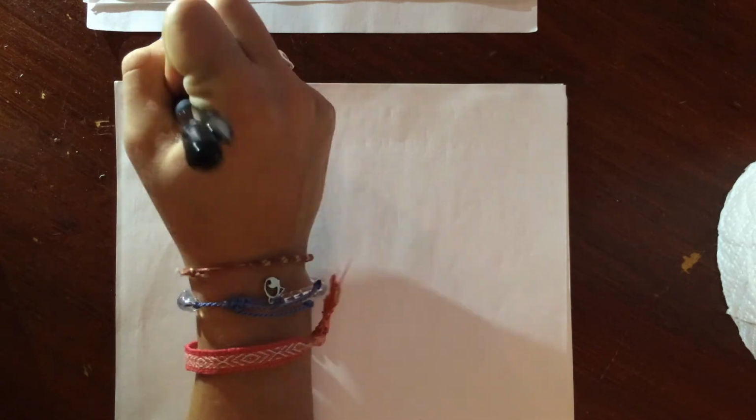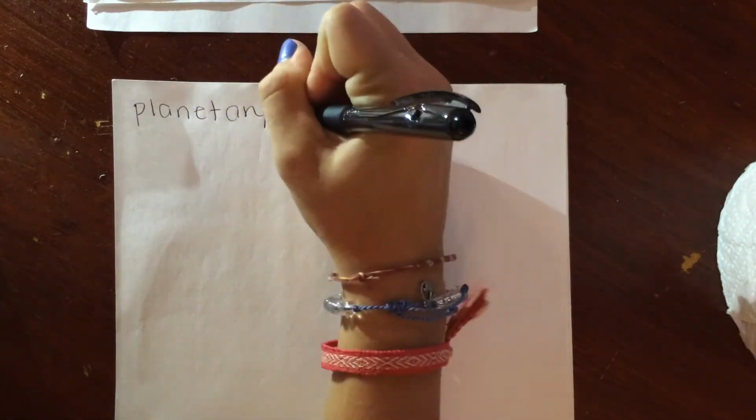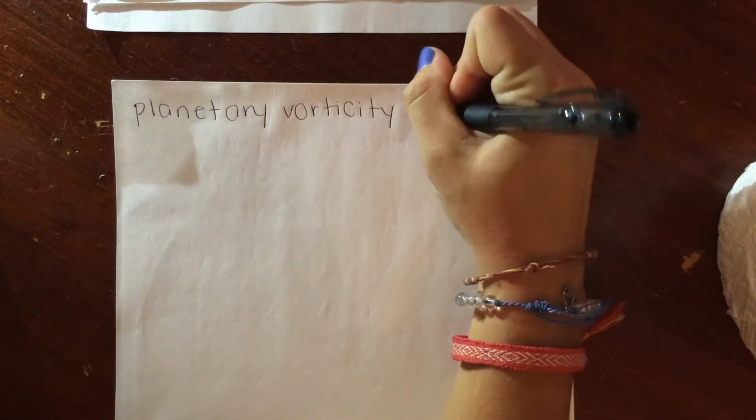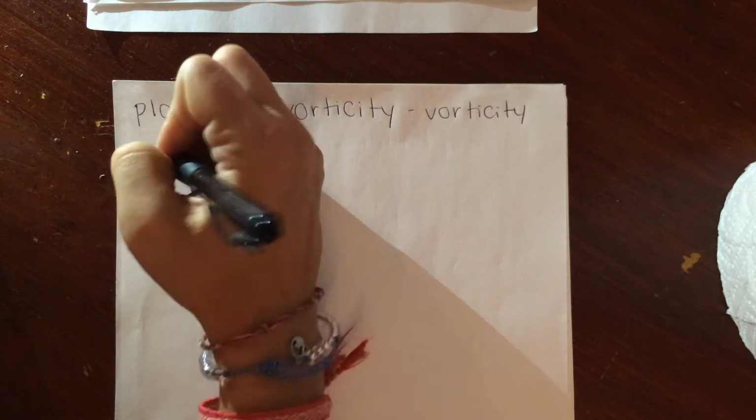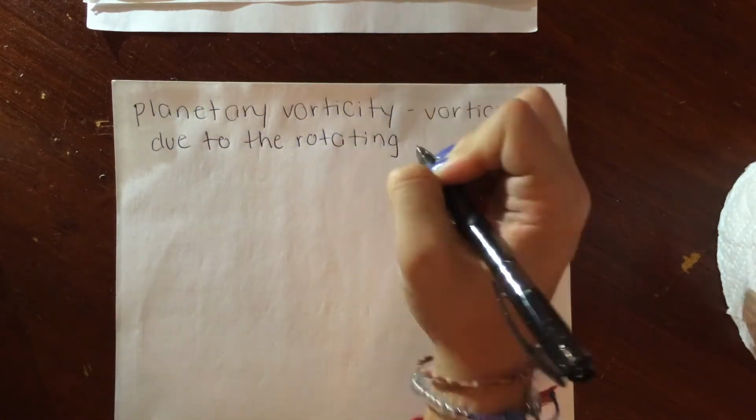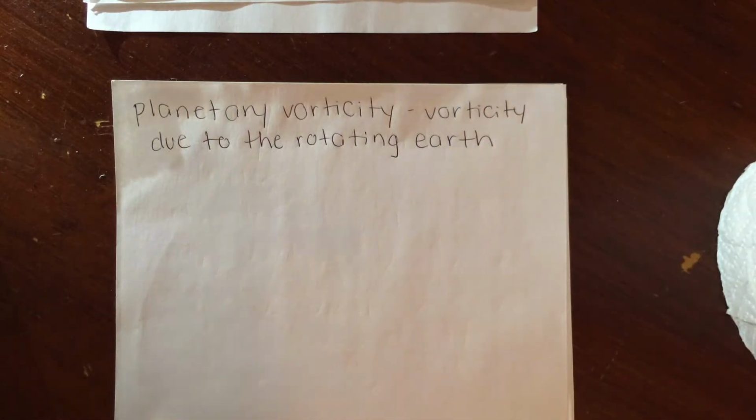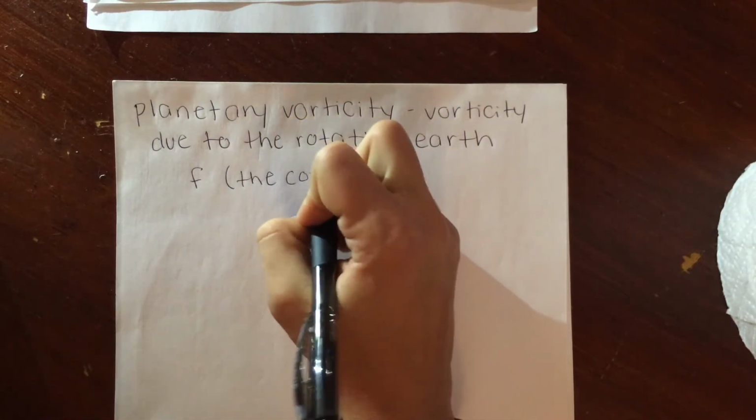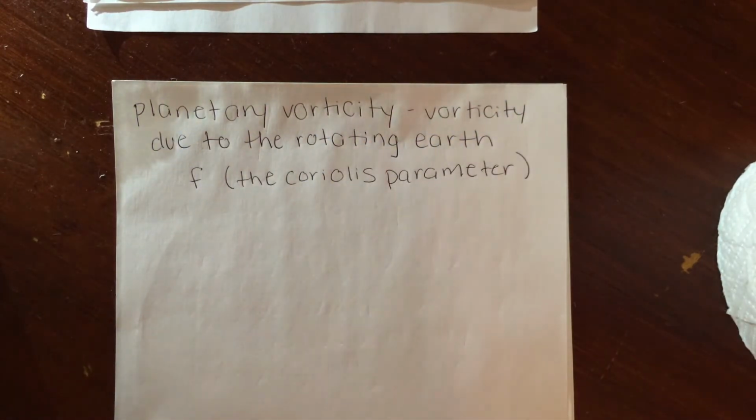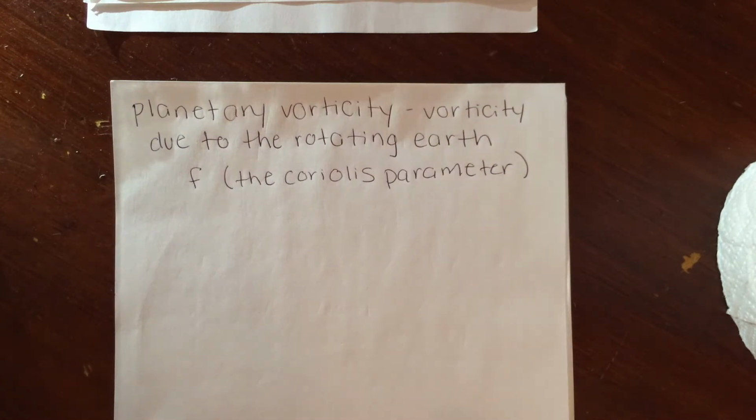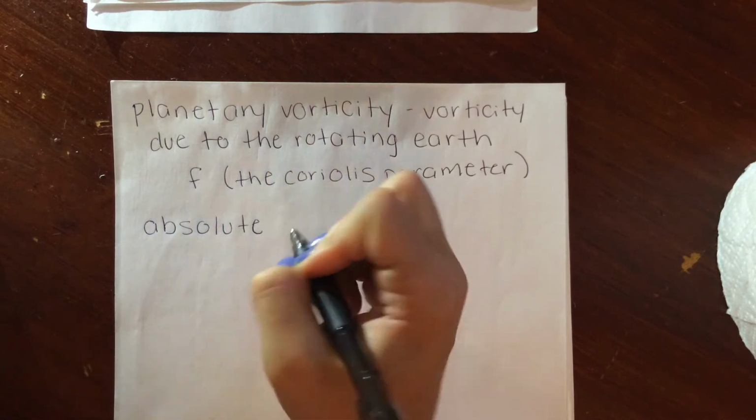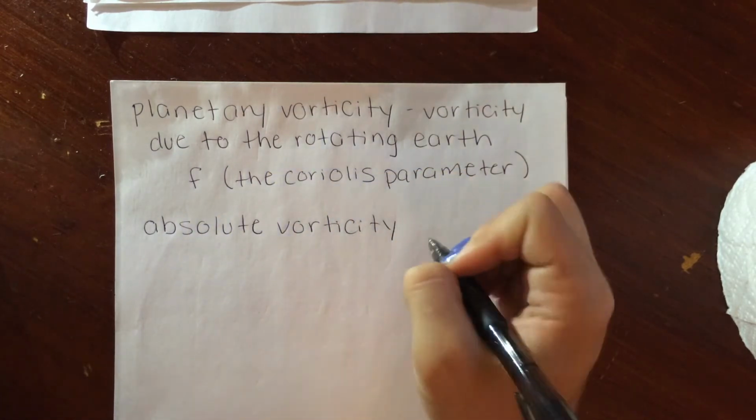We can also define planetary vorticity, which is the vorticity due to the rotation of the Earth. This is simply the Coriolis parameter, which we call f. Together, the planetary and the relative vorticity combine to create what we call the absolute vorticity, or sometimes the total vorticity.